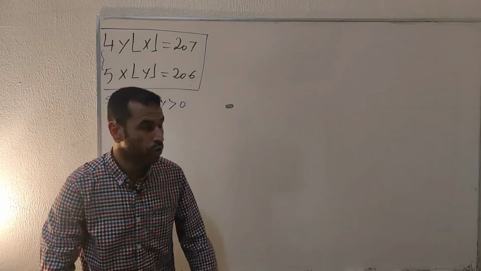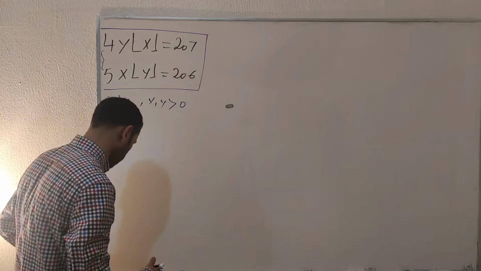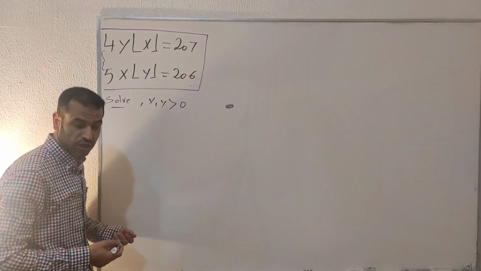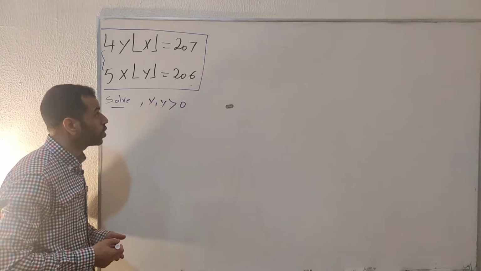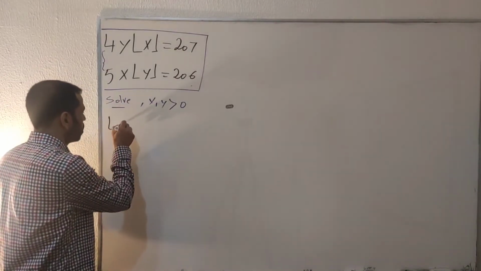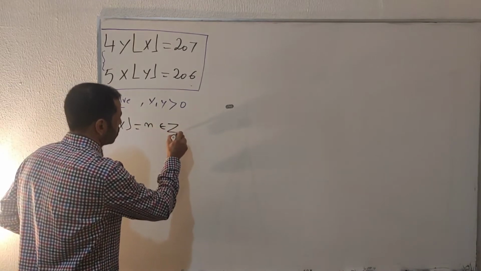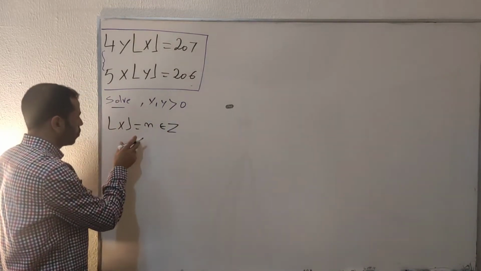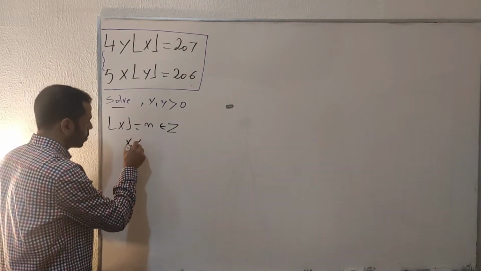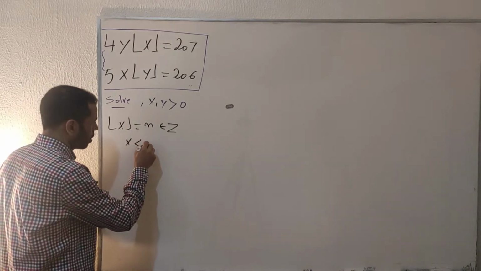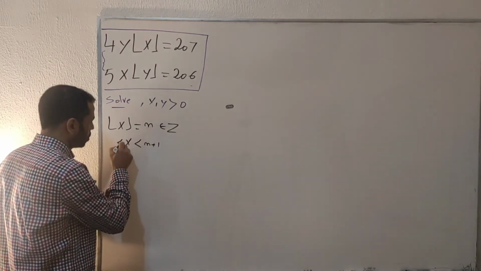Before we proceed with the solution, I would like to remind you that the floor function is the greatest integer less than or equal to x. So if the floor of x equals n, an integer, then x must be kept in the interval between n and n plus 1.